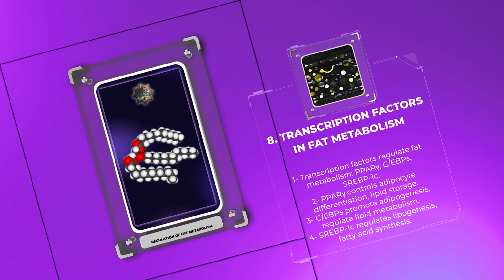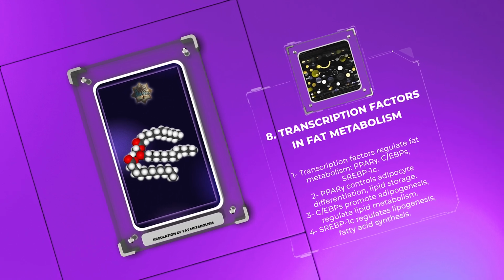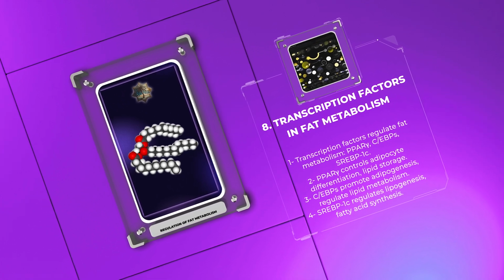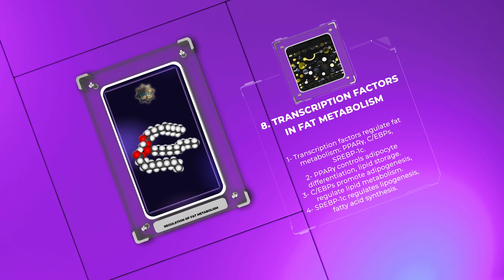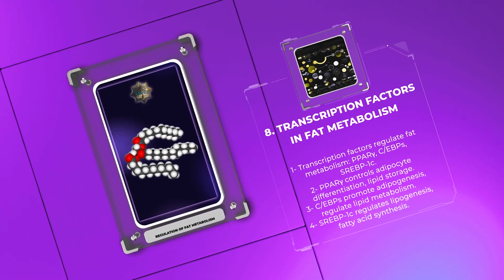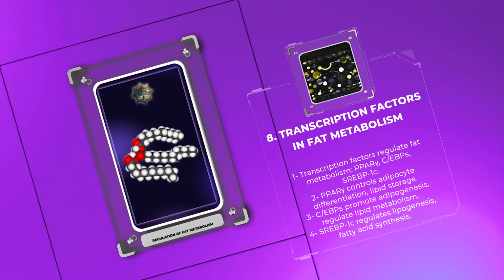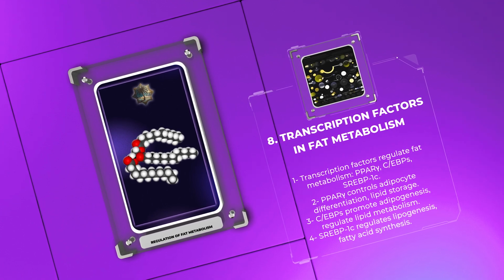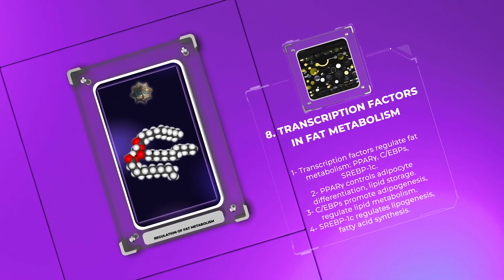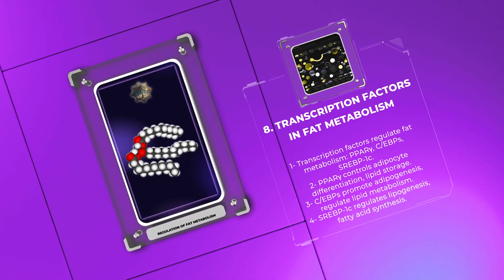CCAAT/enhancer binding proteins, C/EBPs, promote adipogenesis and regulate lipid metabolism genes. Sterol regulatory element binding protein 1C, SREBP1c, regulates lipogenesis, contributing to fatty acid synthesis. These transcription factors work together to maintain energy balance in adipocytes. In our next topic, we will discuss the role of AMPK signaling in fat metabolism.